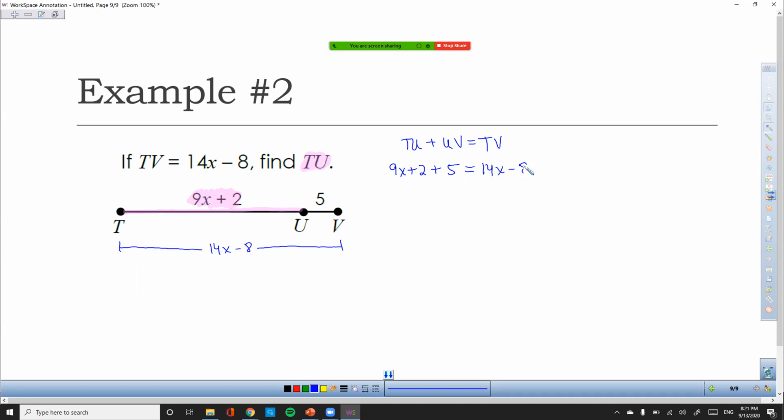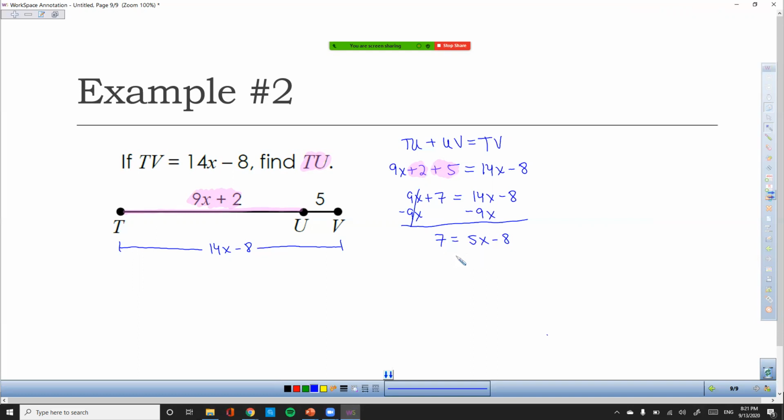Now I can solve for x. In this case, all I can combine here is numbers with numbers, positive 2 plus 5. That gives me 7. So I have 9x plus 7 equals 14x minus 8. After that, we have letters and numbers on both sides. Let's start with letters first. The best one to move is the 9x to the opposite side. So opposite sign, minus 9x, minus 9x. This goes away, and I'm left with 7 equals 14x minus 9x, that gives me 5x minus 8.